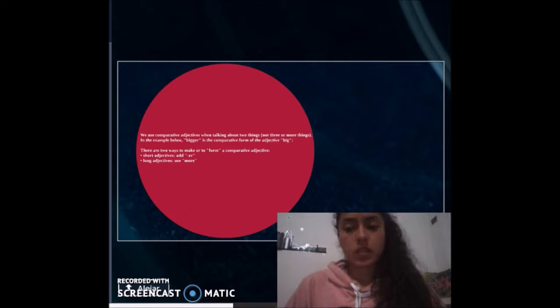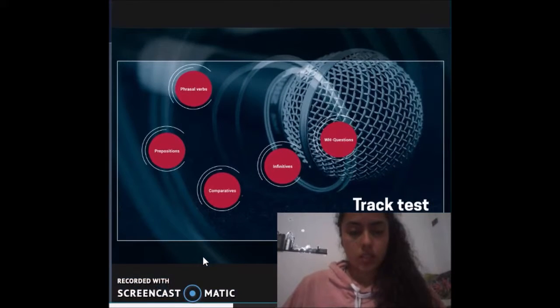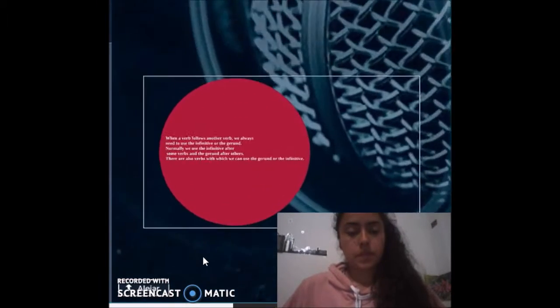There are two ways to form a comparative adjective. For short adjectives, add -er. For long adjectives, we use more. The other topic is the infinitives.